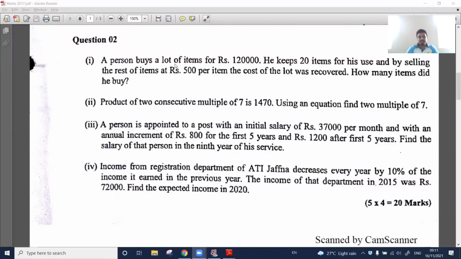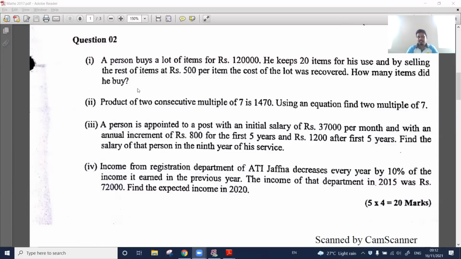A person buys a lot of items. I think we have discussed this, right? A person buys a lot of items for 120,000 rupees. Not land, a lot of items. He buys some items for 1,20,000. He keeps 20 items for his use, and by selling the rest of the items at 500 rupees per item, the cost of the lot was recovered.